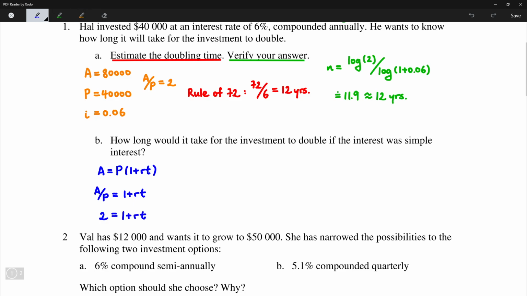We can then subtract 1 from both sides, and also substitute in the interest rate of 0.06. So we have 1 is equal to 0.06 times t. And then we can divide both sides by 0.06, the interest rate. And we'll get that t is approximately equal to 16.7, so that will be 17 years. And that's it.